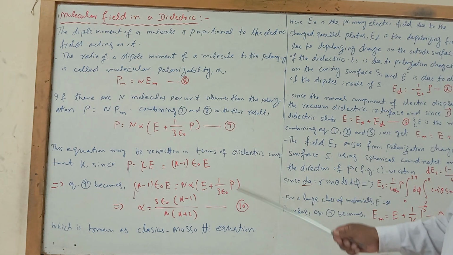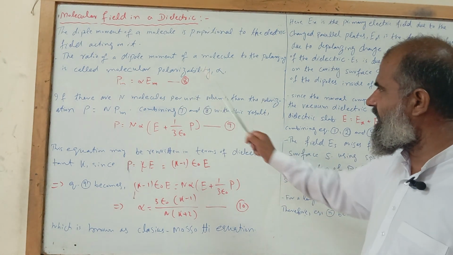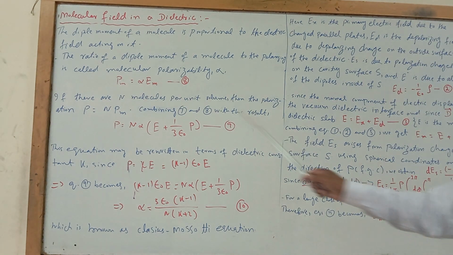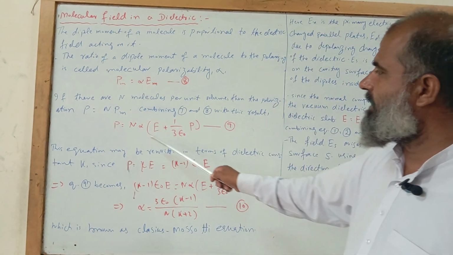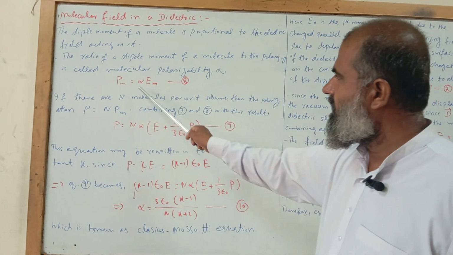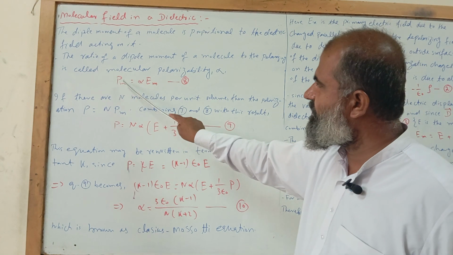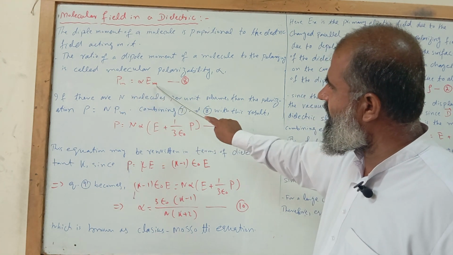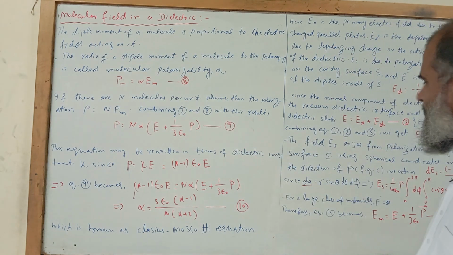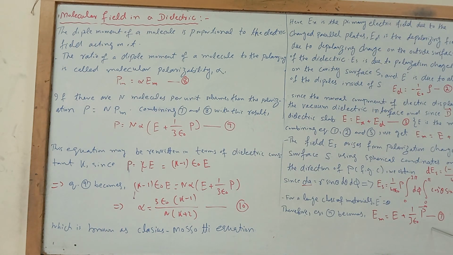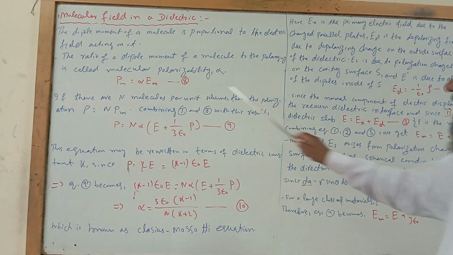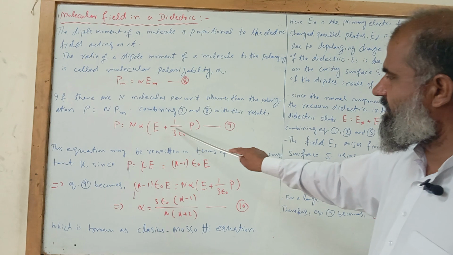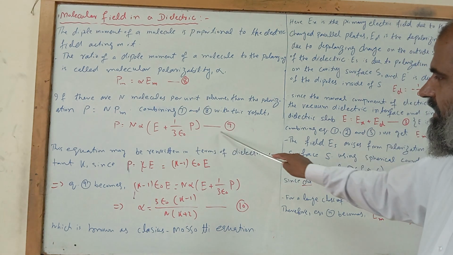Now we will combine equation number 8 and equation number 7 with this result. Then P will be equal to n alpha. We will put the value of P_m over here, n alpha, and instead of E_m, we will write this value of E_m from equation number 7. This will become n alpha into E plus 1 over 3 epsilon naught P.